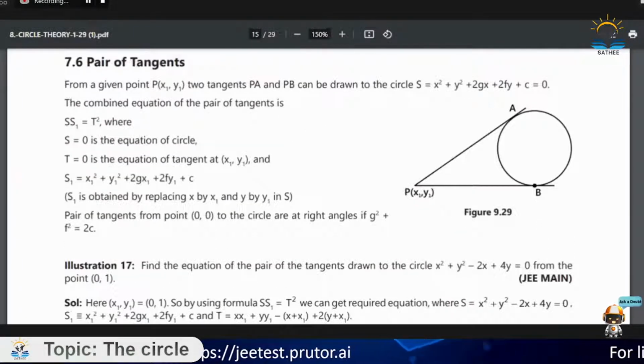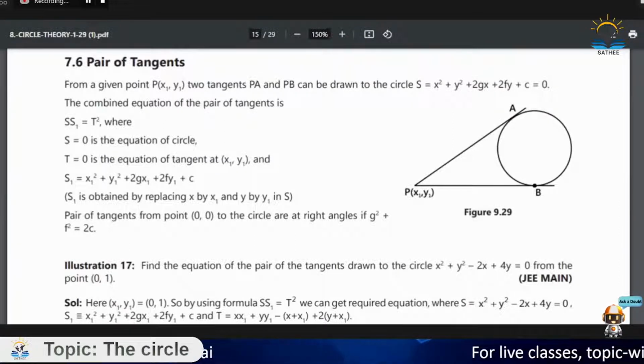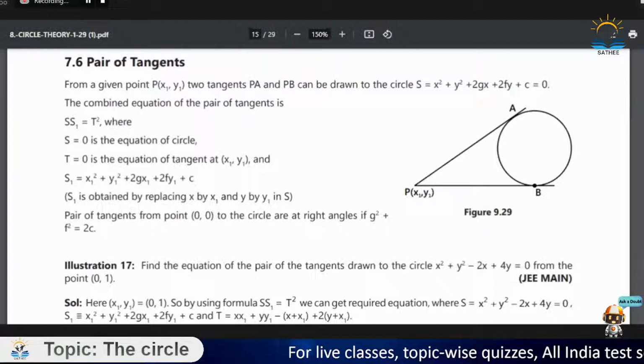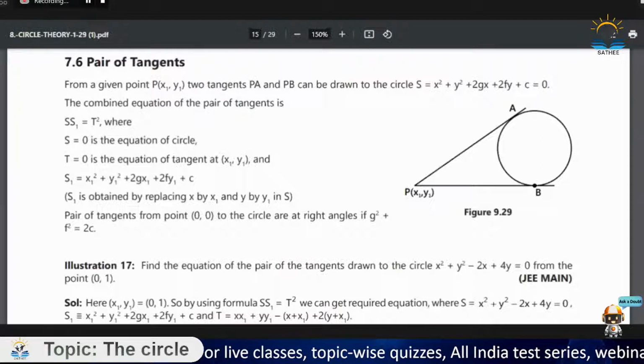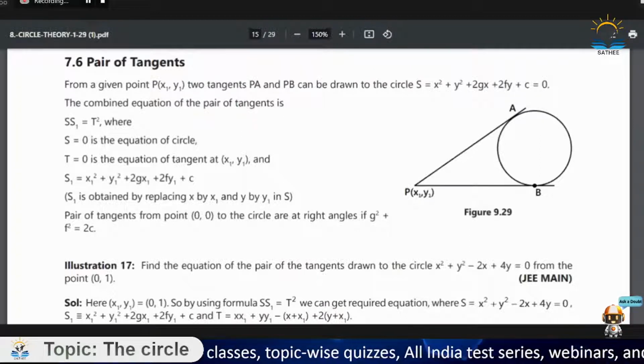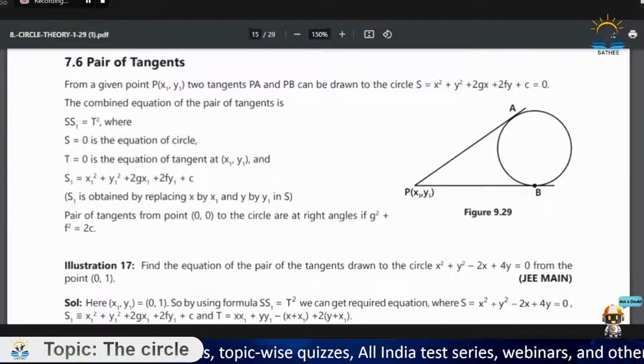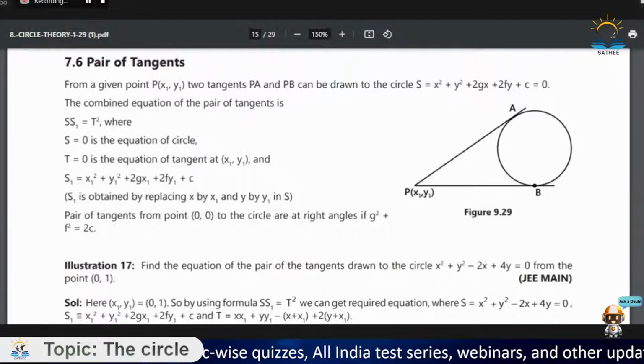Now there is this pair of tangents. What is a pair of tangents? A pair of tangents is basically an equation of second degree of the form x square plus y square plus 2gx plus 2fy plus 2hxy plus c is equal to 0. And this equation basically represents two lines.